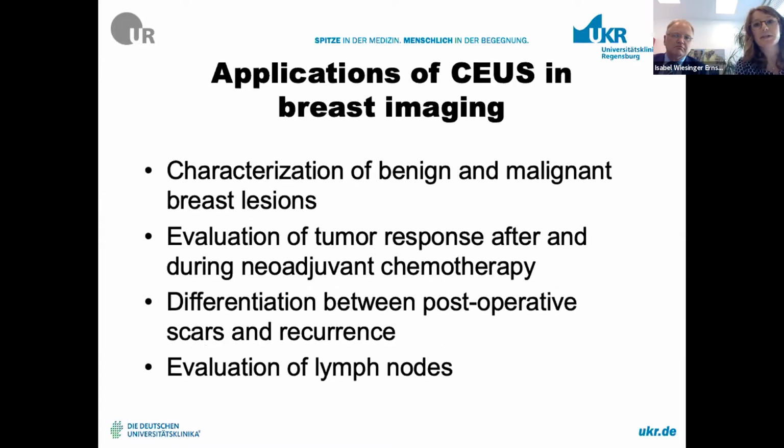So what do the studies describe the applications for? First of all, the characterization of benign and malignant breast lesions, the evaluation of tumor response after and during neoadjuvant chemotherapy, the differentiation between post-operative scars and recurrence, and of course, the evaluation of lymph nodes.